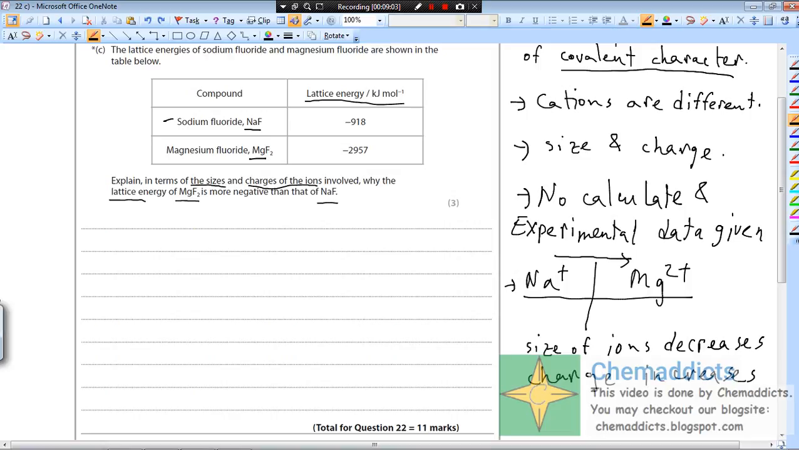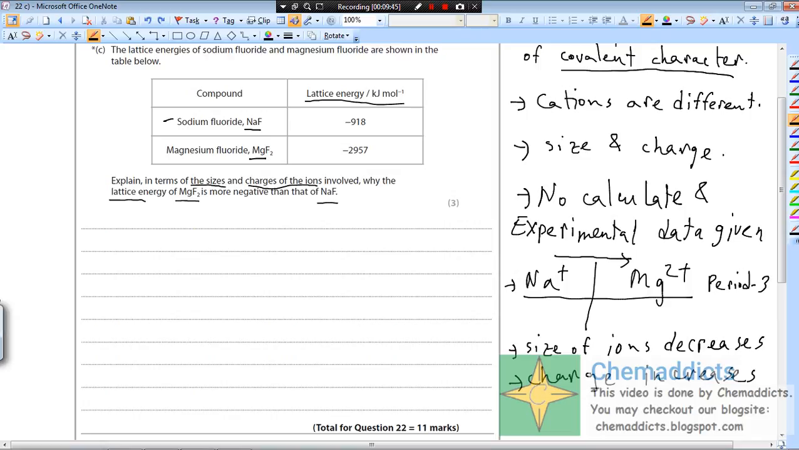So as we can see, as we go across period 3, the size of ions decreases and the charge of ions increases. So the magnesium ion will be smaller than the sodium ion, and the charge of the magnesium ion is greater than the charge of the sodium ion. That makes the difference.